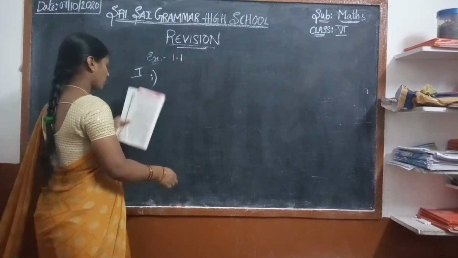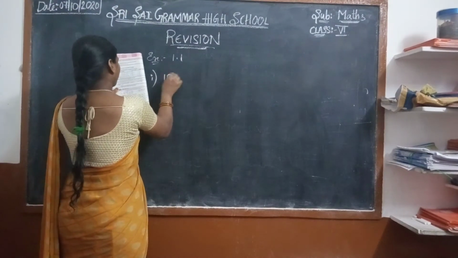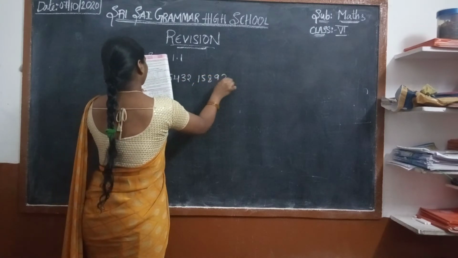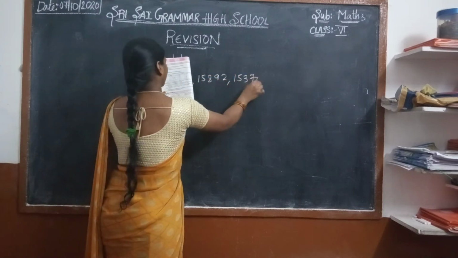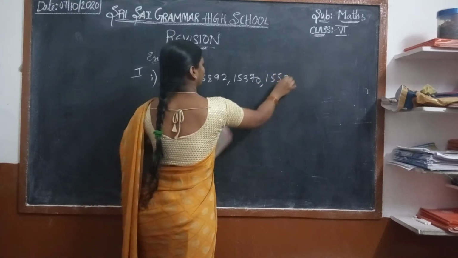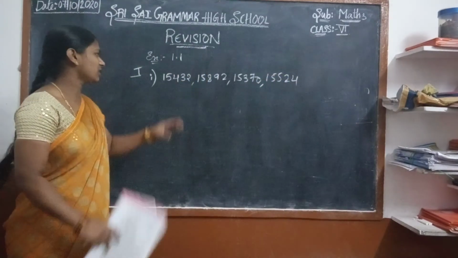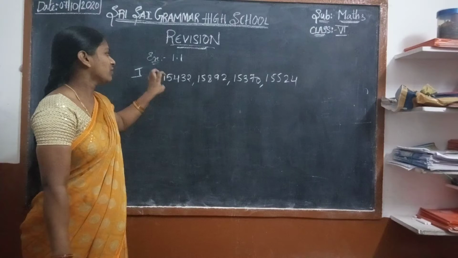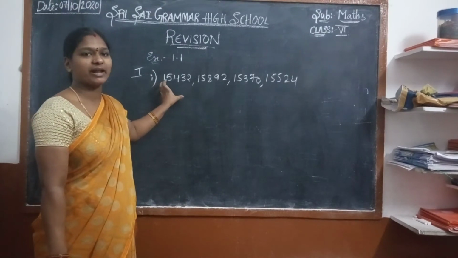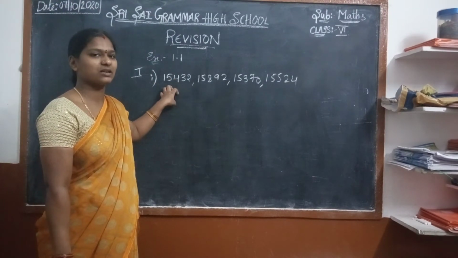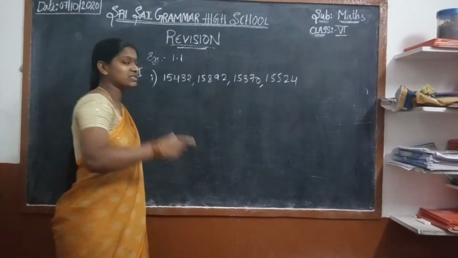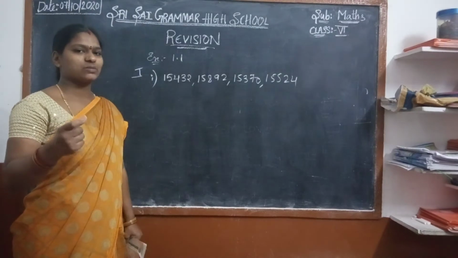Now let us observe one of the problems: 15432, 15892, 15370, 15524. From these, let us pick up one problem. I have taken one problem from the first bit. They are asking which is the greatest and also the smallest number. First, how do we identify the greatest and smallest number?